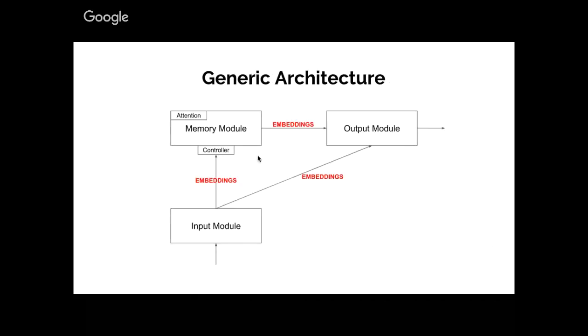So this is our generic architecture, where we have this input module where all the inputs are going to be fed, meaning all the hops are going to be fed, and then it's going to be in the form of embeddings, and then it's going to be stored in the memory, and based on the question, the whole output is going to come from there.